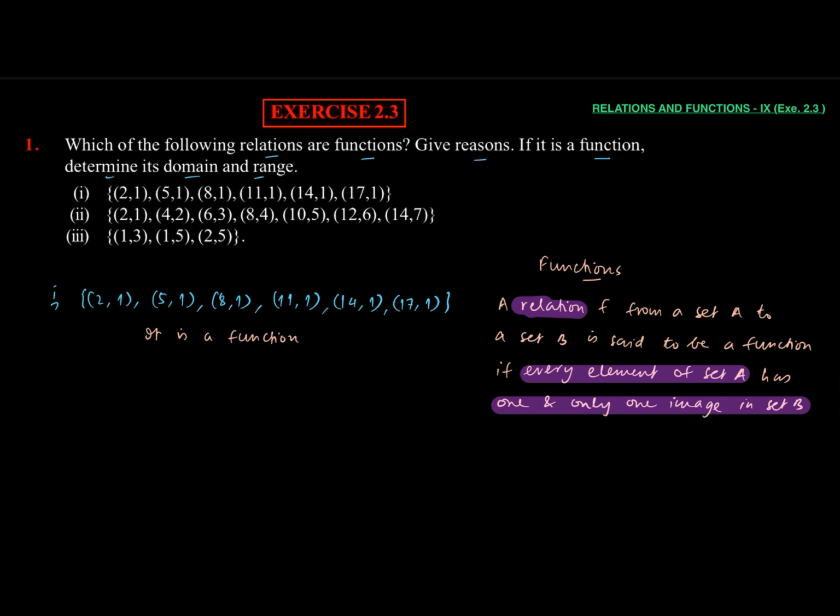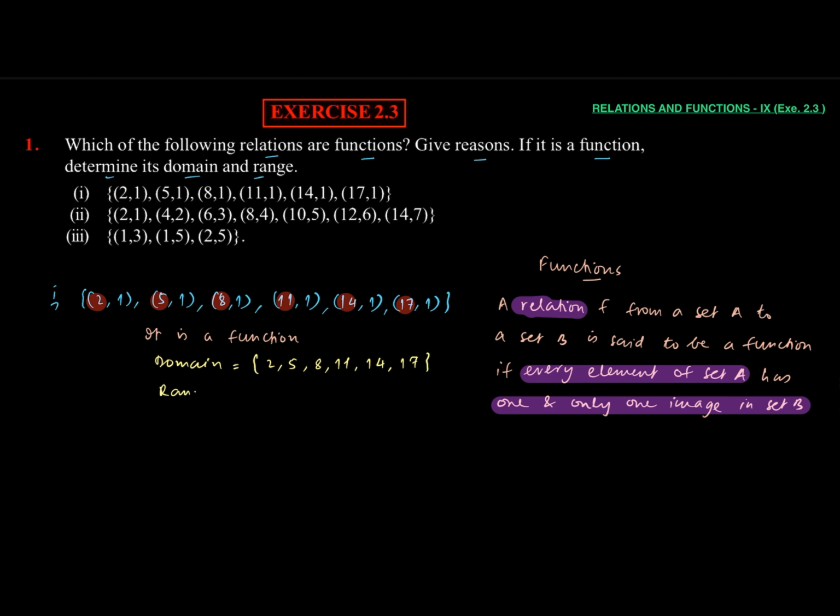Now we have also been asked to find the domain and range in case the given relation is a function. Since this very first part is a function, the domain of the function will be, we know what domain is, the set of all the first elements of ordered pairs. So here the first element of each ordered pair is 2, 5, 8, 11, 14 and 17. So this set will have these elements: 2, 5, 8, 11, 14 and 17.